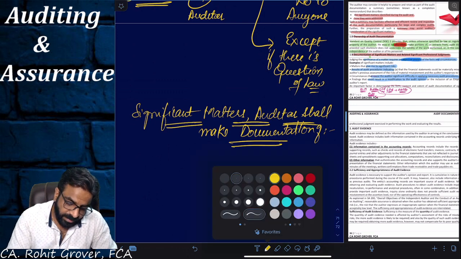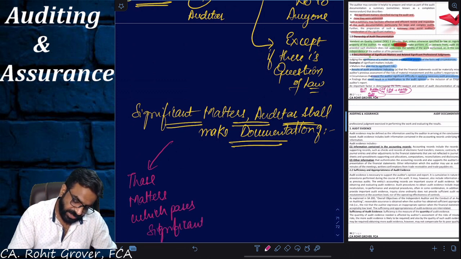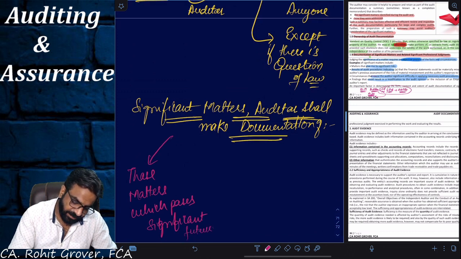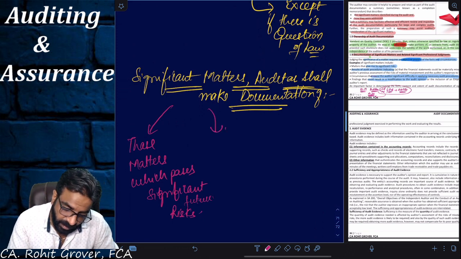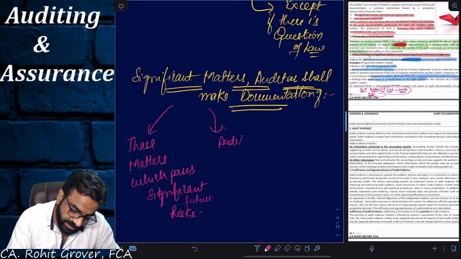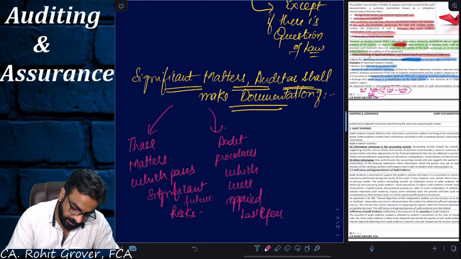Should I make a record of those matters which pose significant future risks or not? Do you remember the Amul Industries example I gave you? Yes. Should I also make the record of audit procedures which were applied last year? Yes, sir. We should make a record because it will help me this year.